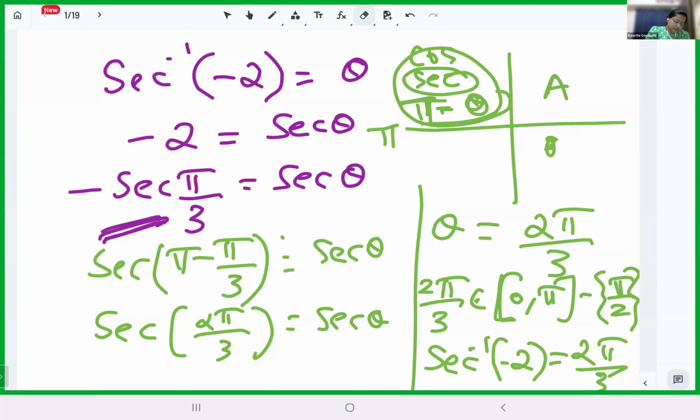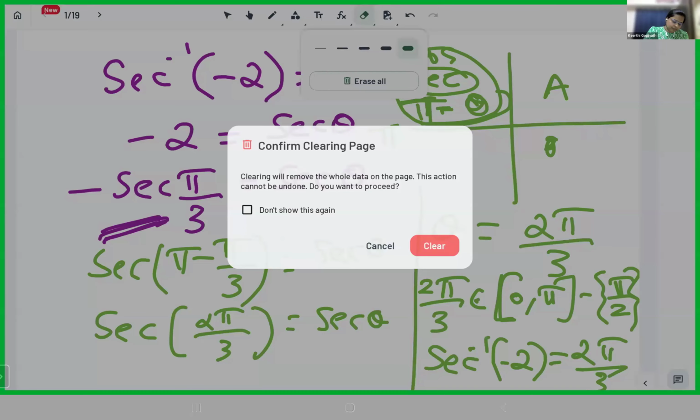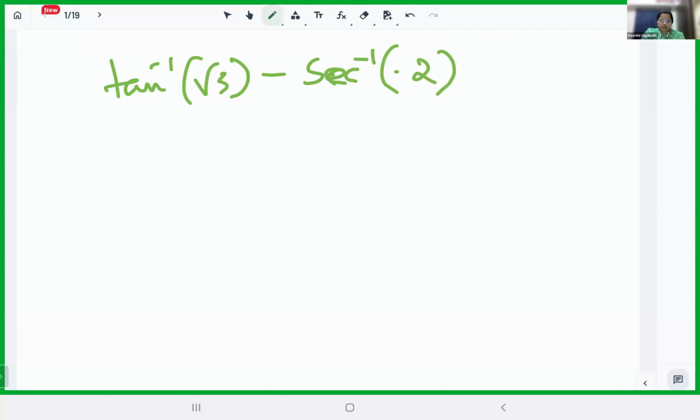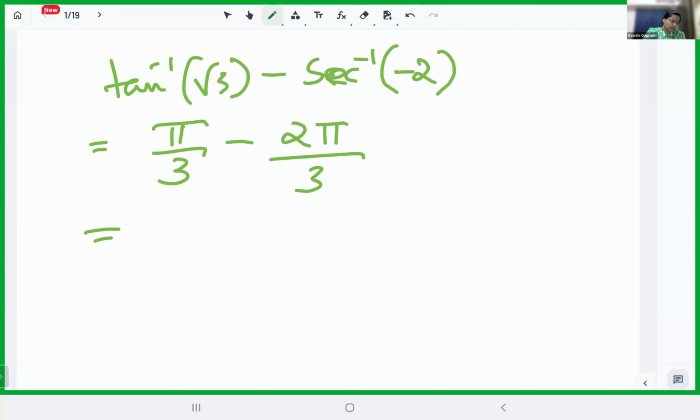Now we have to rewrite that question. The question was to find out the value of tan inverse of root 3 minus sec inverse of minus 2. We obtained tan inverse of root 3 as pi by 3. Now sec inverse of minus 2 is 2 pi by 3. So solving this, we get minus pi by 3.